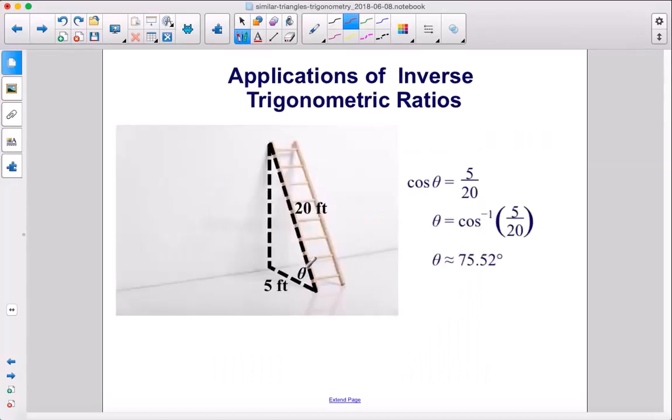Alright, so here's our angle here, theta, and the information we have is adjacent and hypotenuse. So the trigonometric function we want is cosine, because cosine is adjacent over hypotenuse. Therefore, cosine theta equals 5 over 20. Theta equals the inverse cosine of 5 over 20. Theta is about 75.52 degrees.